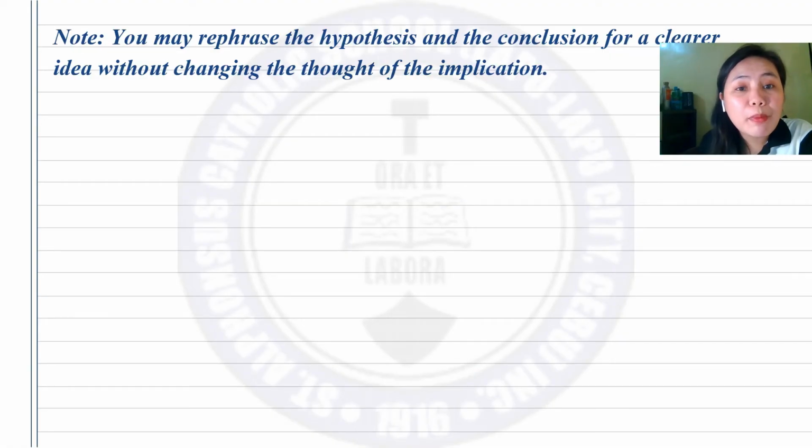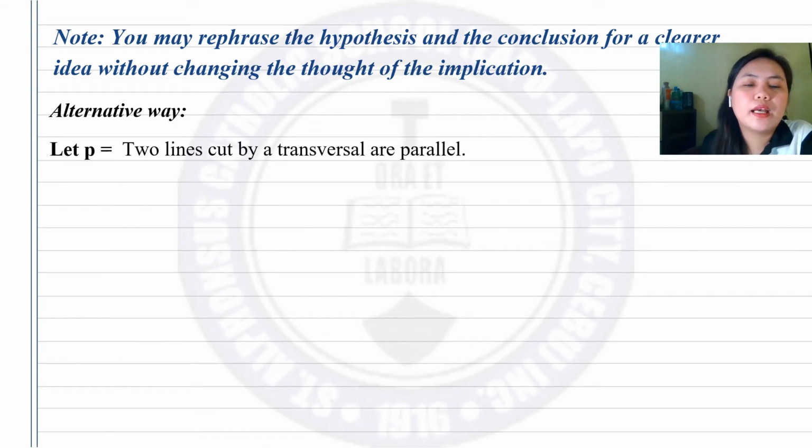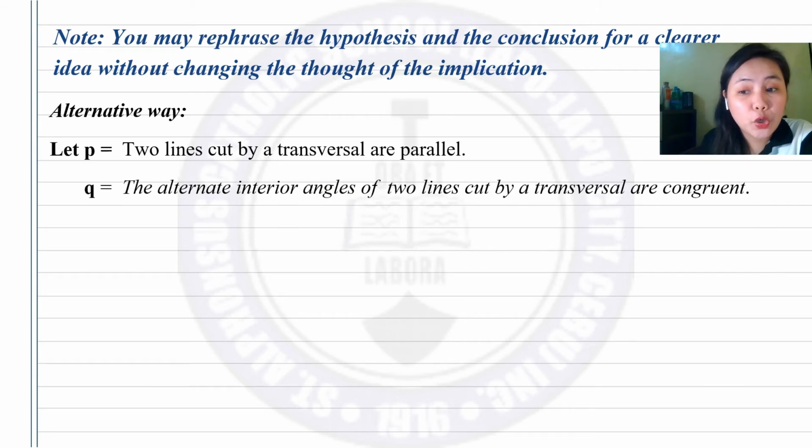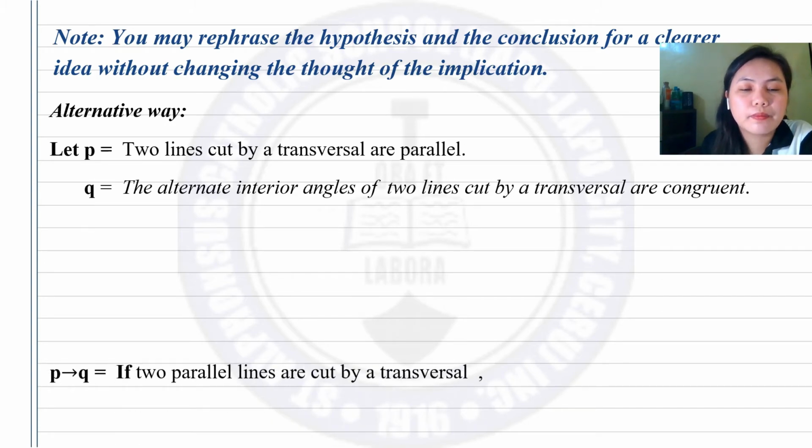Take note, you may rephrase the hypothesis and the conclusion for a clearer idea without changing the thought of the implication. For example, this is an alternative way. Let P be the statement: the two lines cut by a transversal are parallel. And then let Q be: the alternate interior angles of two lines cut by a transversal are congruent.